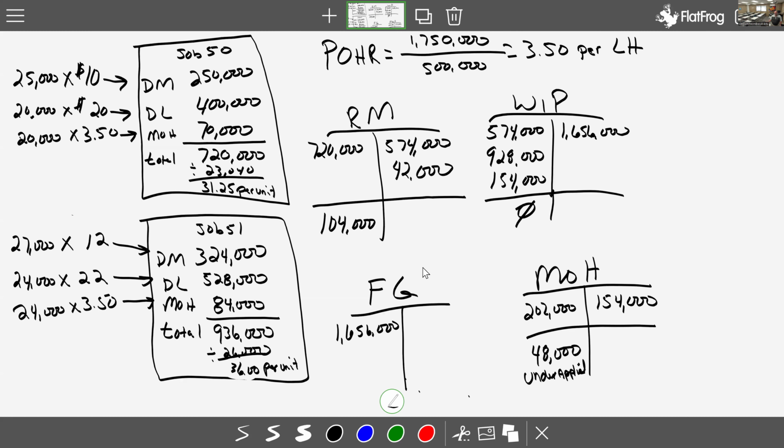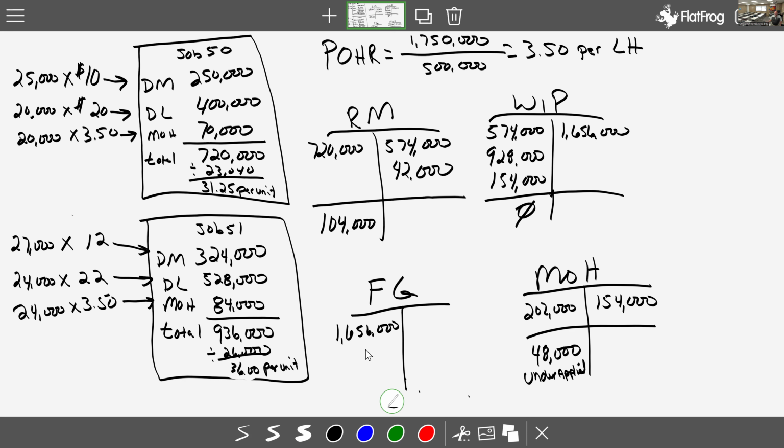And then finally, you can just go through and figure up your account balances. Your work in process at this point should be zero because we have completed everything that we started. There's nothing there. Our raw materials is 104,000 and we have 1.656 million in our finished goods inventory.